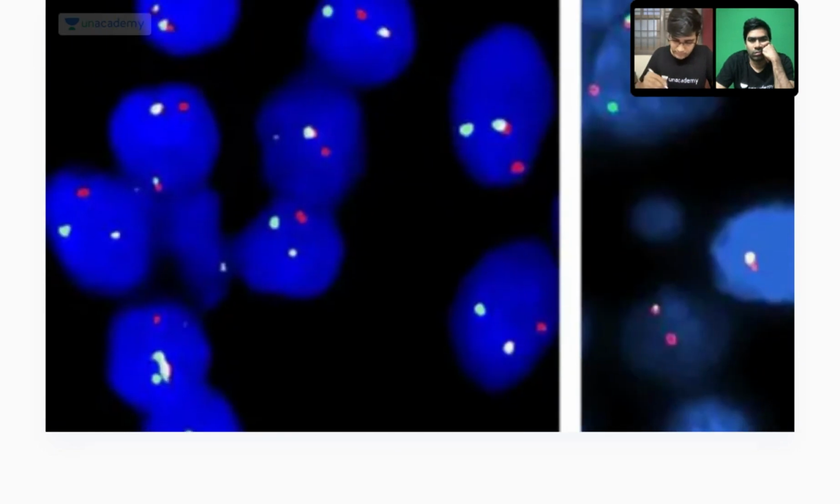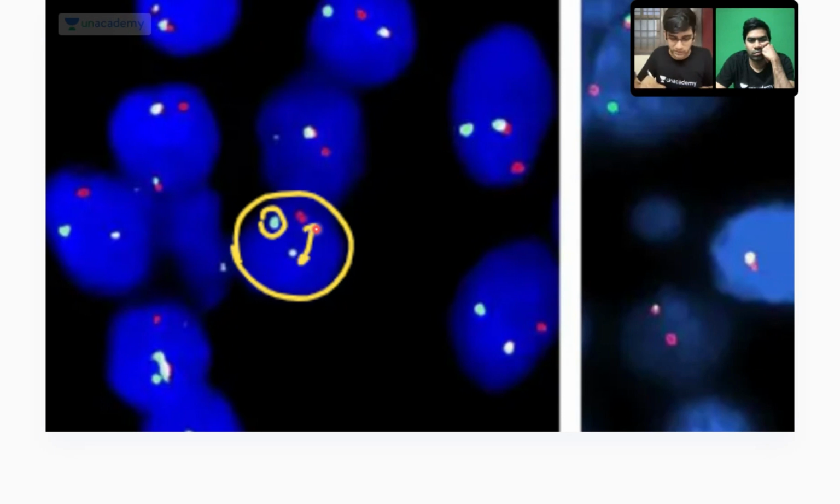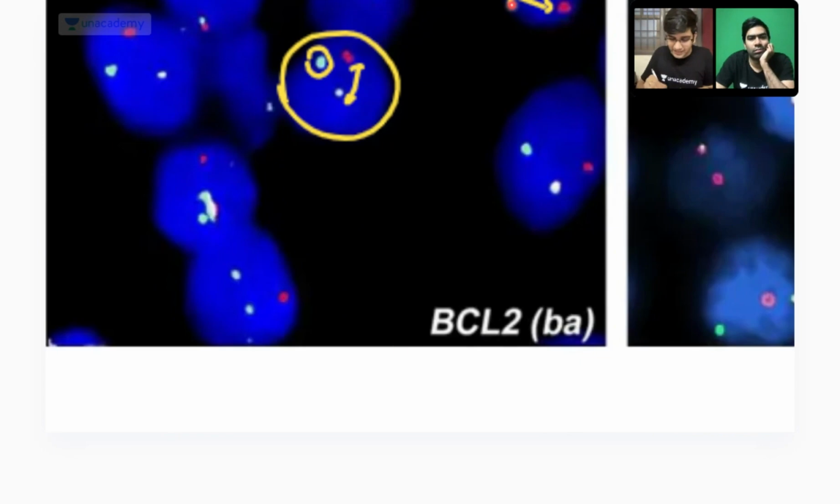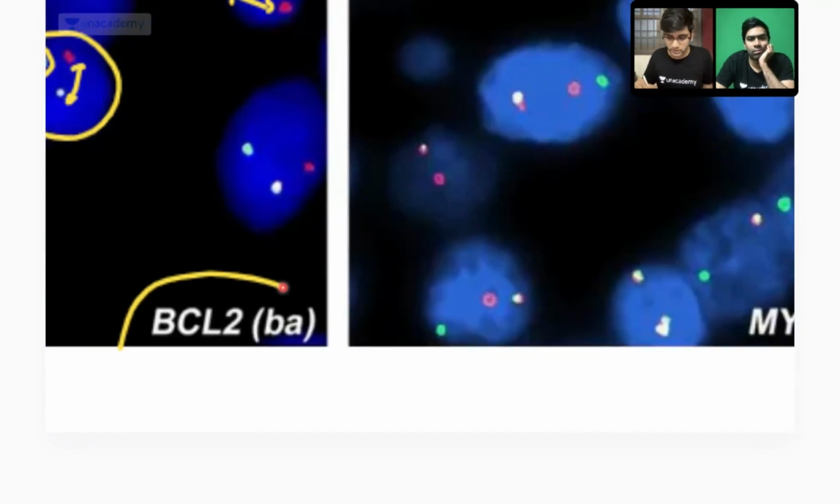If you want a little bit of zoom, tell me, just concentrate on this cell alone. Tell me if it's normal or abnormal. Is there break apart or not? Yes, it is abnormal. So this guy should have been normal. These two are definitely broken apart, abnormal. This guy is normal, this guy is abnormal. So can I say here BCL2 is abnormal? In this person, BCL2 is abnormal.